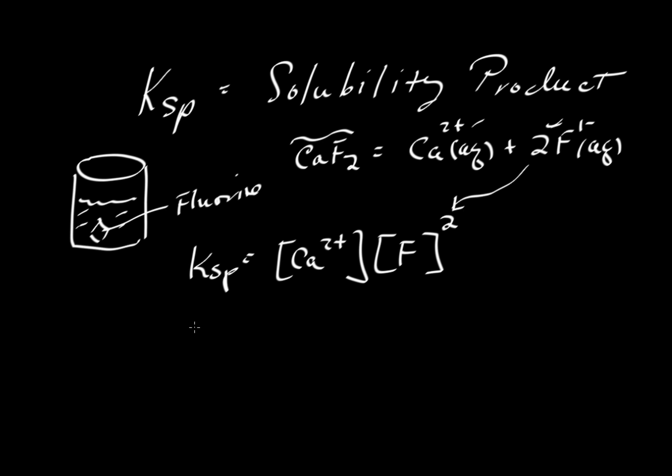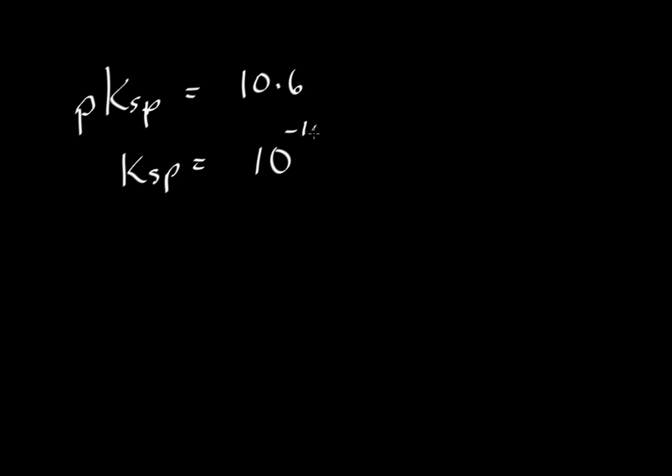Well, what we're going to do to calculate the values for KSP? First, we need to look up a value of KSP. In a table, I found a value of pKSP of 10.6. So if we want to recover the KSP, it would be 10 to the minus 10.6, and that's a value of about 2.512 times 10 to the minus 11.